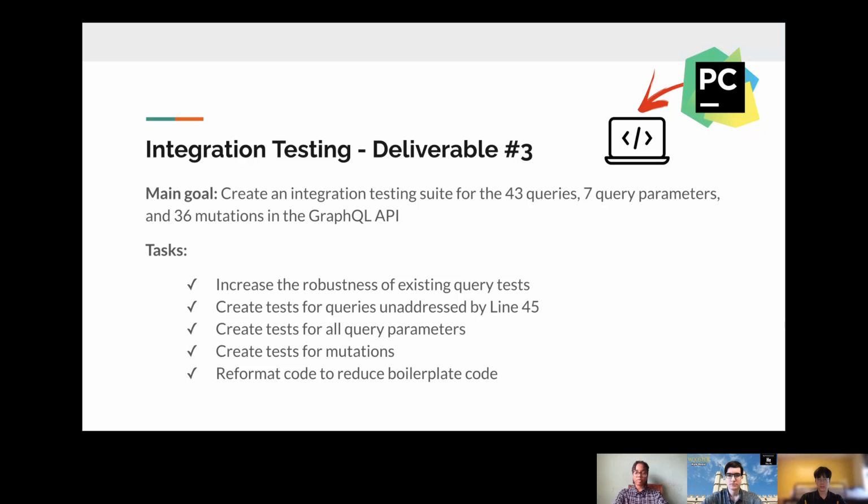The tasks for this deliverable were to increase the robustness of existing tests, create tests for the queries unaddressed by Line 45, create tests for all query parameters and mutations, and reformat code to reduce code repetition. Afterwards, we were expected to commit and push our work to the Line 45 Git repository, which we had access to.